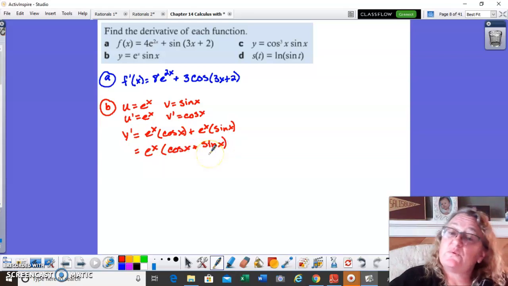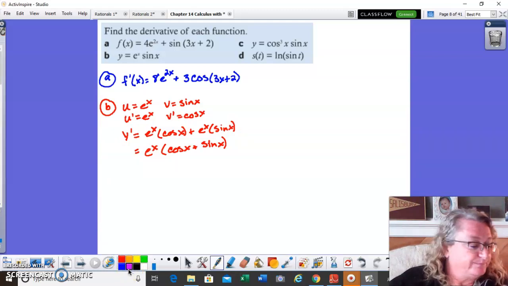A lot of times when we're going through these, all of a sudden an identity will fall out. So if this had been squared, you might have been able to come up with the Pythagorean identity and simplify it a little bit further. But that's actually where this one ends. So, letter C.